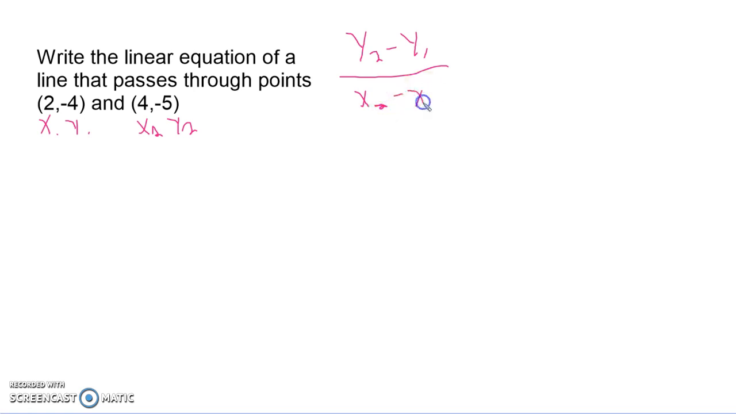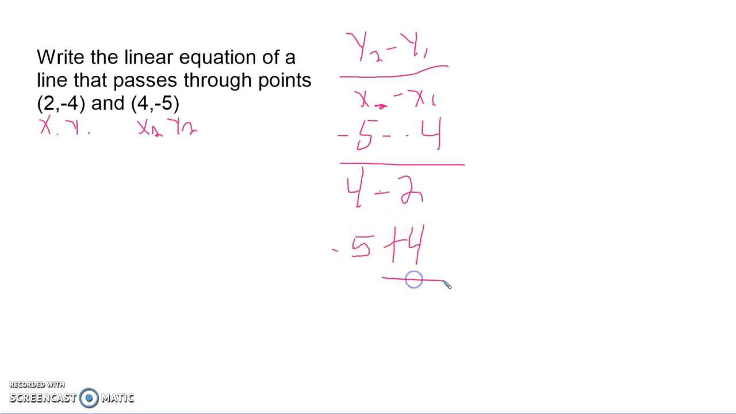So we have our y2, which is negative 5. So we have negative 5 minus y1, which is negative 4, divided by x2, which is 4, minus x1, which is 2. Again, we have this minus and negative, so I'm just going to rewrite this as negative 5 plus 4. That's a plus, okay, and 4 minus 2. And so now I'm going to solve. I have negative 5 plus 4, which is going to give us a negative 1, and 4 minus 2, which is 2. So our slope is going to be negative 1/2.